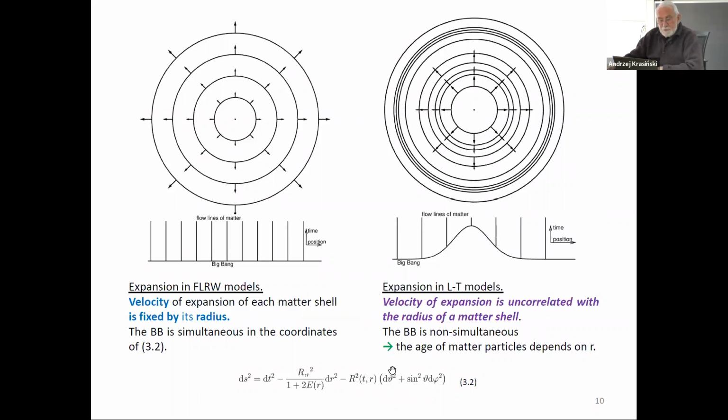So to appeal to your imagination, you can imagine the Friedman models as in the left figure. The expansion of each matter shell is rigidly defined by its radius. Yes, in the Lemaitre-Tolman model, the velocity of expansion and the radius of the shell are completely independent. And okay, here the initial explosion is all at the same time in the comoving coordinates. Here it's not.